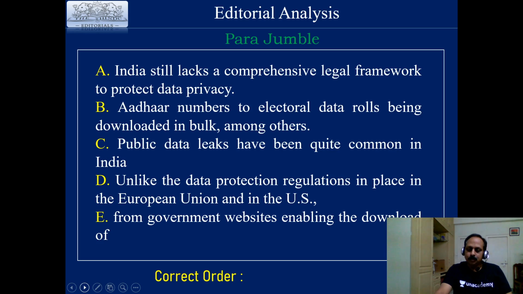What are the last two? D is the fourth sentence, A is the fifth sentence. What is D? Unlike the data protection regulations in place in the European Union and in the US, India still lacks a comprehensive legal framework to protect data privacy. That is correct. D and the last one is A. So what is the correct order here? C, E, B and D, A.